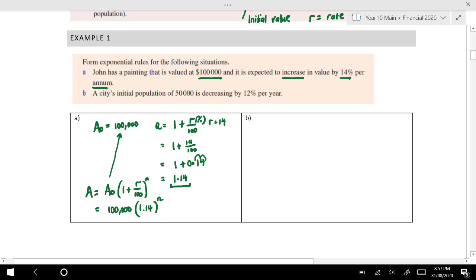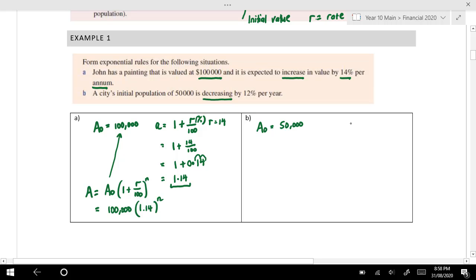Now, let's have a look here at a city's initial population of 50,000. This time it's decreasing, okay? We're not always going to be looking at money. In this case, population can increase, it can decrease. So first of all, let's start off. Here's A naught, our population to start off with. That's 50,000. Step 2, let's work out what our rate is.